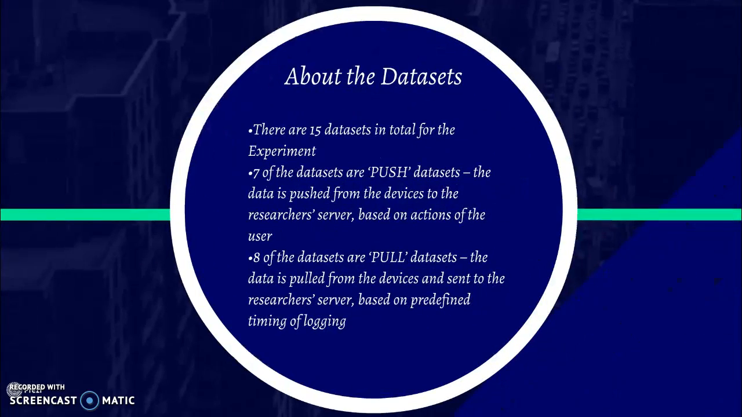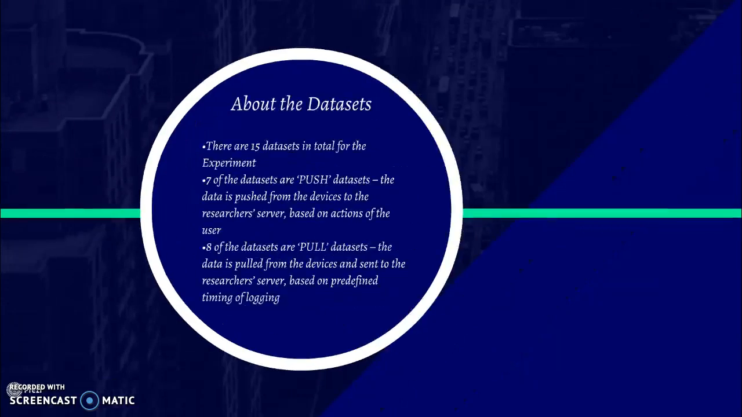About the datasets. There are 15 datasets in total for the experiment. 7 of the datasets are push datasets. The data is pushed from the devices to the researcher's server based on the actions of the users. 8 of the datasets are pull datasets. The data is pulled from the devices and sent to the researcher's server based on predefined timing of logging.